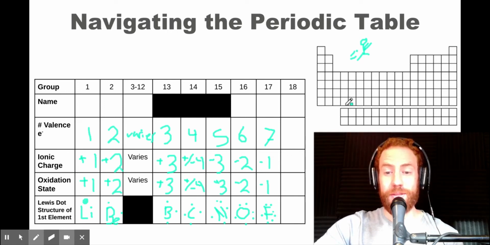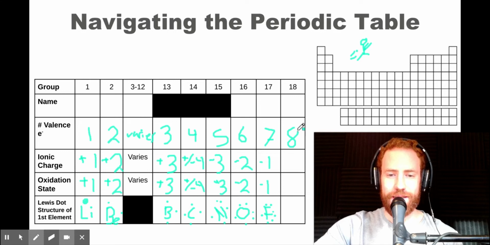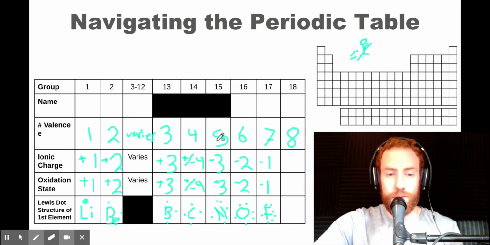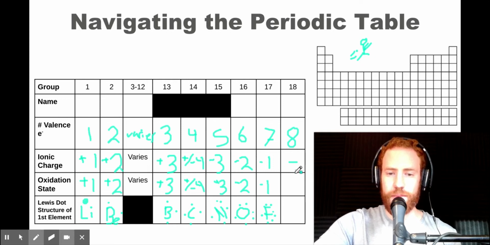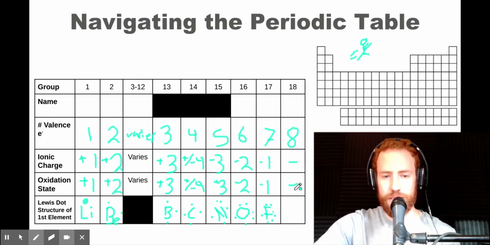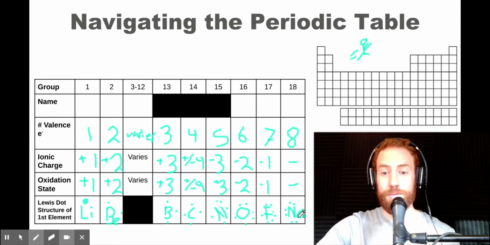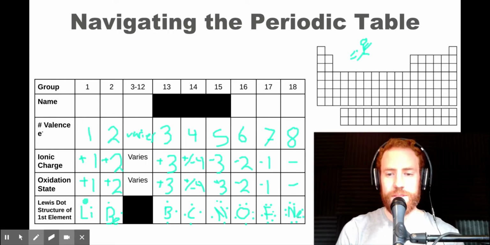Now we're on to the last group, the noble gases. These are special because they already have 8 valence electrons. They have an octet naturally. They don't have to do anything, which means that they're not really going to form ionic charges. They're not going to really have oxidation states. And they have a beautiful symmetrical electron dot structure where every possible place for an electron is full. So there you go. You should be able to do that from memory.